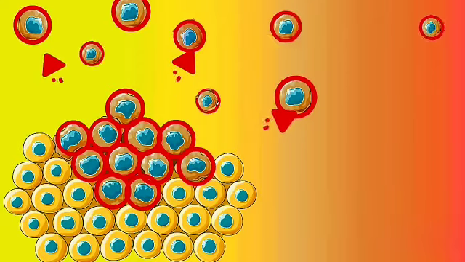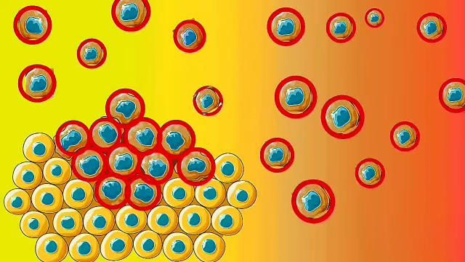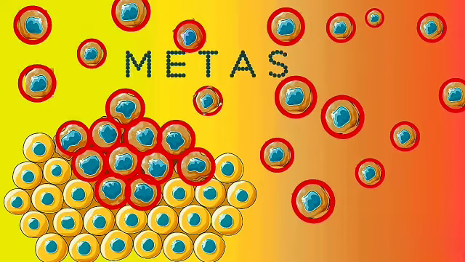After this process, the cancer cells can detach from its original tumor and move into bloodstreams and lymphatic systems to form secondary tumors through a process called metastasis.